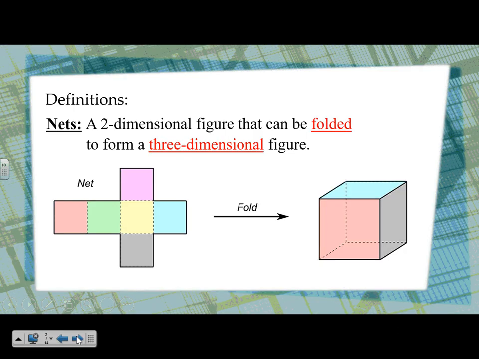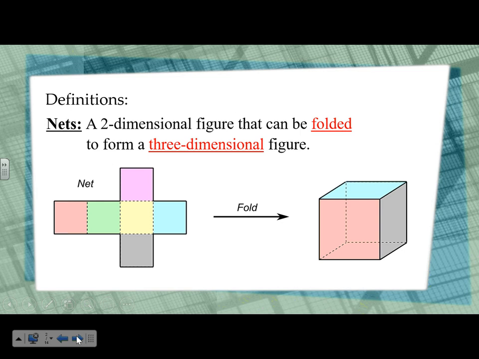So first definition, a net is a two-dimensional figure that can be folded to form a three-dimensional figure. When I was in elementary school, one of our activities was we would make a pair of dice. They would hand out a piece of paper, and you would cut it along the lines, and then you would fold it and tape it together, and it would end up being a cube. It would be a three-dimensional figure.